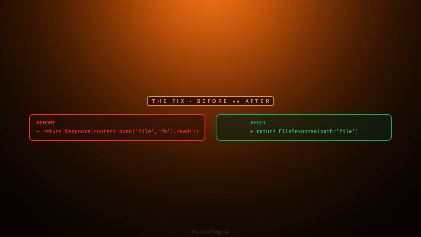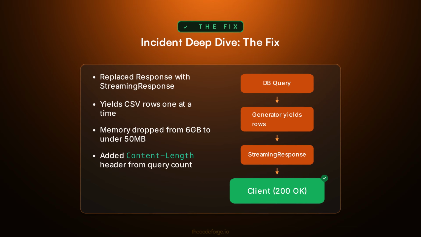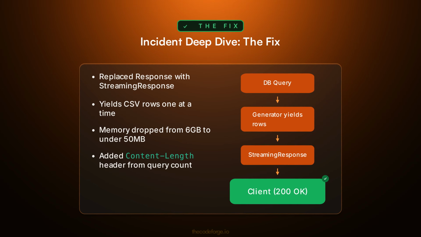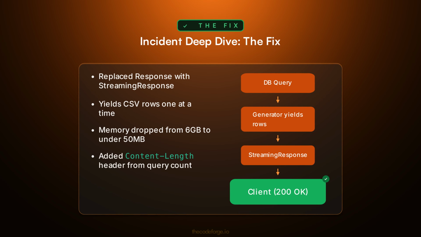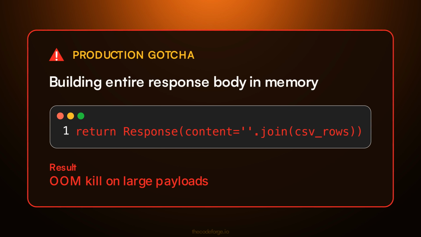Replacing the response with StreamingResponse yields rows one at a time, dropping memory to under 50 MB. The fix was to replace the response with a StreamingResponse that yields CSV rows one at a time. Memory dropped from 6 GB to under 50 MB. We also added a content length header by pre-calculating the size from the database count. This is the exact mistake from the incident.